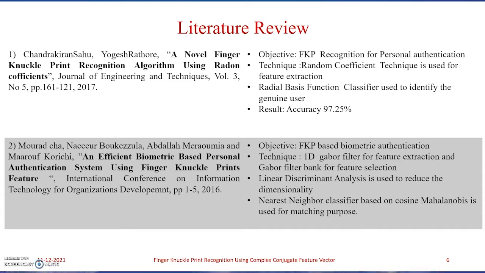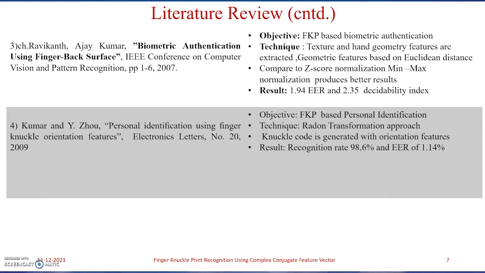The next paper is an efficient biometric based personal authentication system using a finger knuckle print. Here they have used a one-dimensional Gabor filter for feature extraction and a Gabor filter bank for feature selection. In the next paper, Ajay Kumar presented biometric authentication using finger back surface. They have used texture and hand geometric features, and these geometric features are used for classifying the individual.